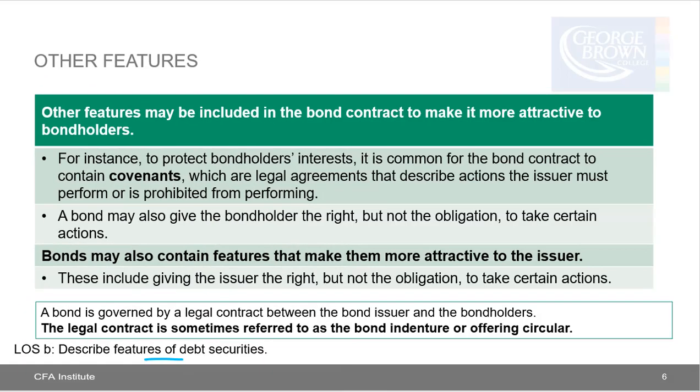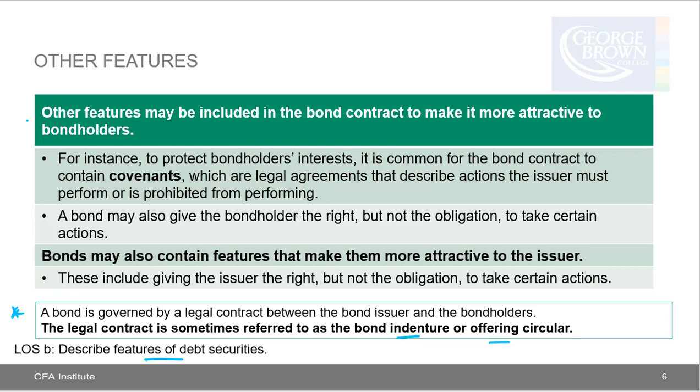Continuing with features of debt securities. So as we said, a bond is governed by a legal contract between the bond issuer and the bondholders. The legal contract is sometimes referred to as the bond indenture or offering circular. Okay, so that term bond indenture is fairly important to understand, and that's the legal contract.